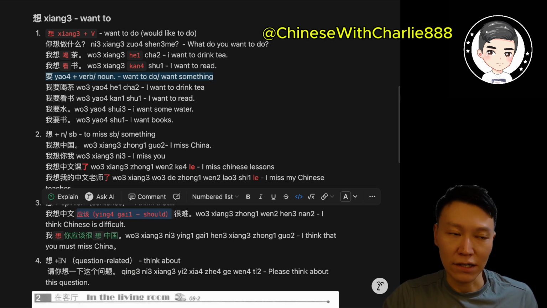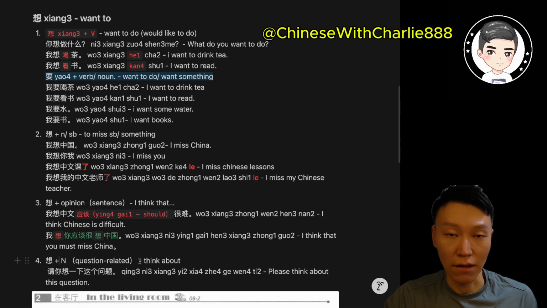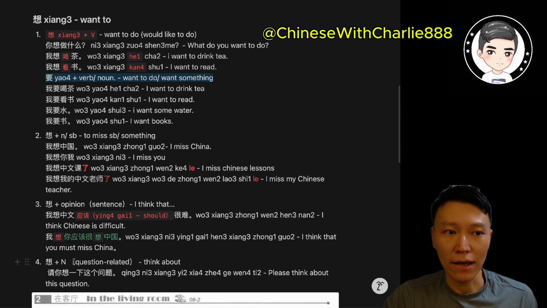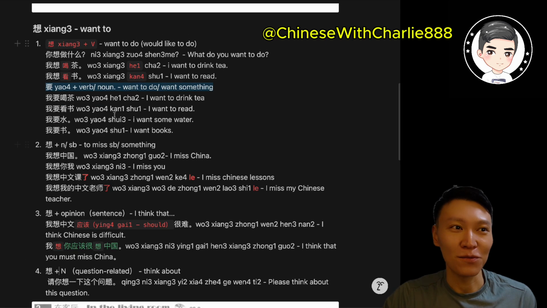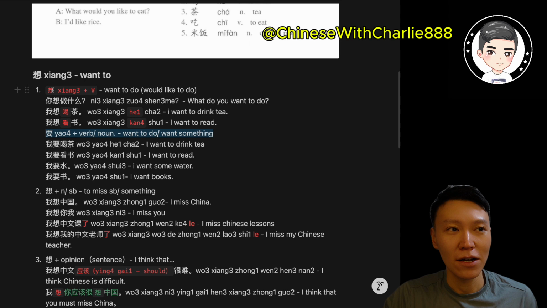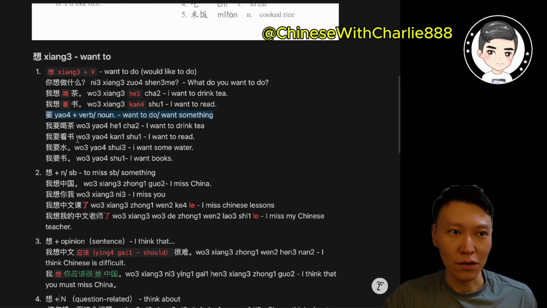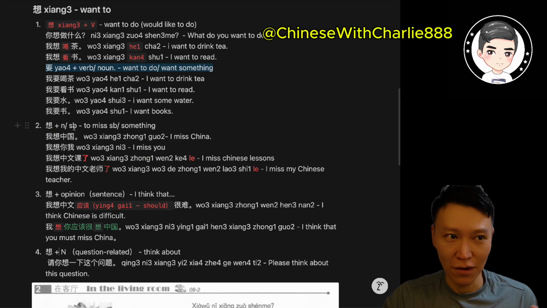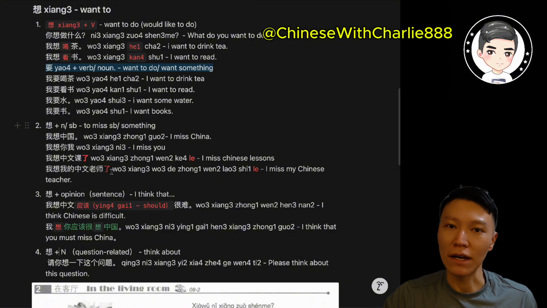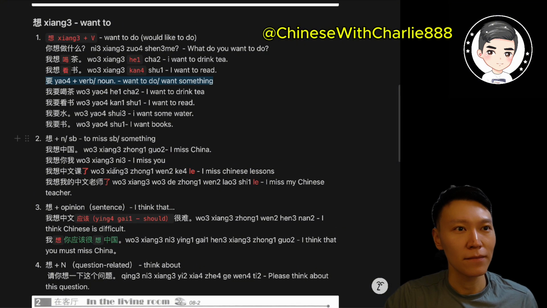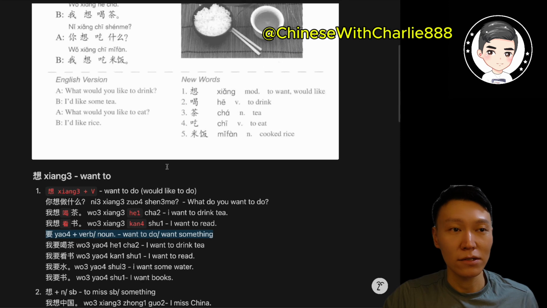And the last meaning of 想 is to think about. And in that case, after 想, we also use a noun, but this noun should be question related. All right, so that's 想. And of course, in this unit, we are only talking about the first meaning of this character. But it wouldn't hurt if I tell you all four of them, because all of them are quite often used in everyday conversation. All right, so now let's look at the second one.